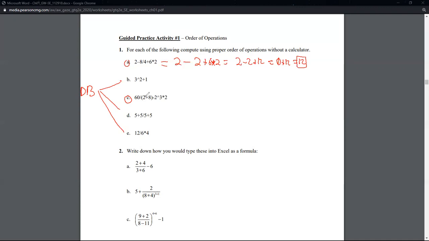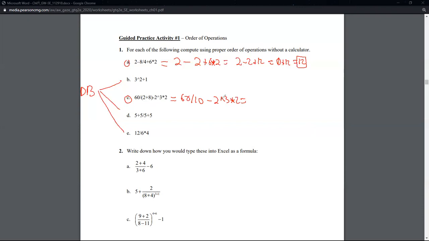So 60 divided by parentheses 2 plus 8 minus 2 exponent 3 times 2. PEMDAS, P, parentheses. So the 2 plus the 8 comes first. So that's 60 divided by, and you can switch to the old school division symbol if you prefer at this point, 10. I don't need the parentheses anymore because I've done everything inside of it, unless it was a negative. Then minus 2 to the third times 2. I'm just keeping the notation the same.